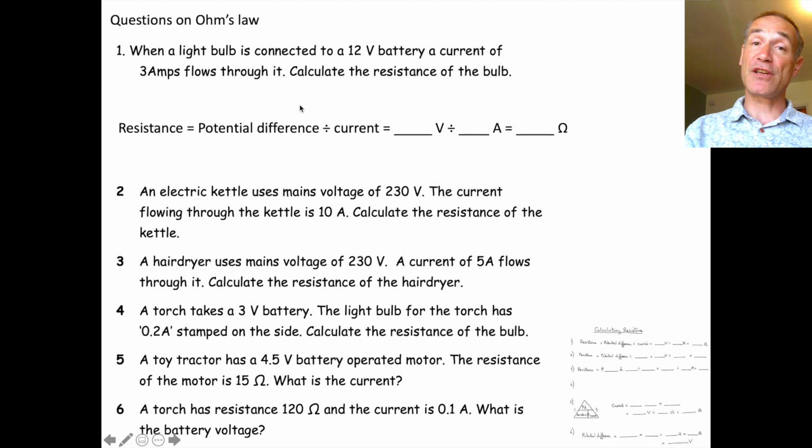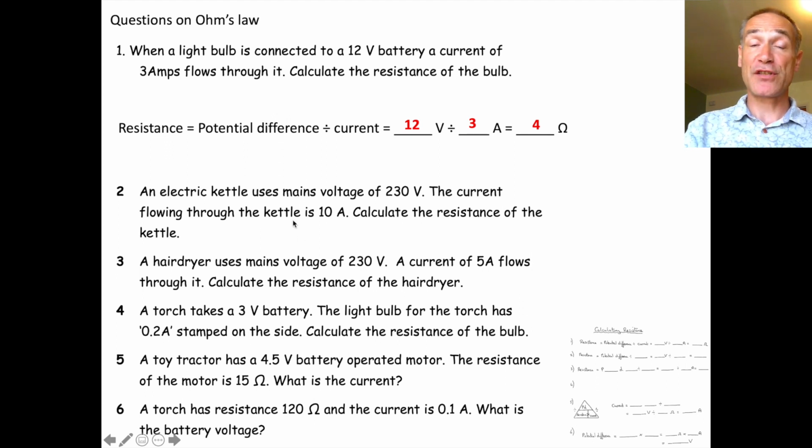So we just use Ohm's law. Resistance is potential difference divided by current. And so I've written the equation out first, so I can't now get it wrong. 12 volts goes there for voltage, potential difference. We've got 3 amps for the current, and that equals 4 ohms, the resistance of the bulb.